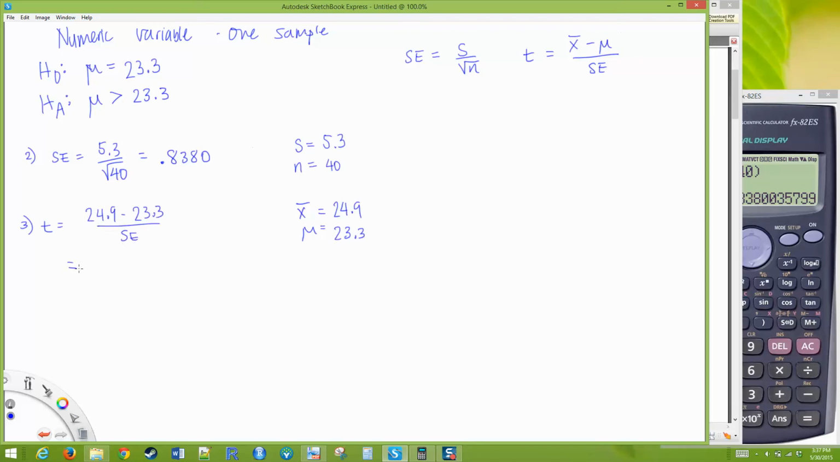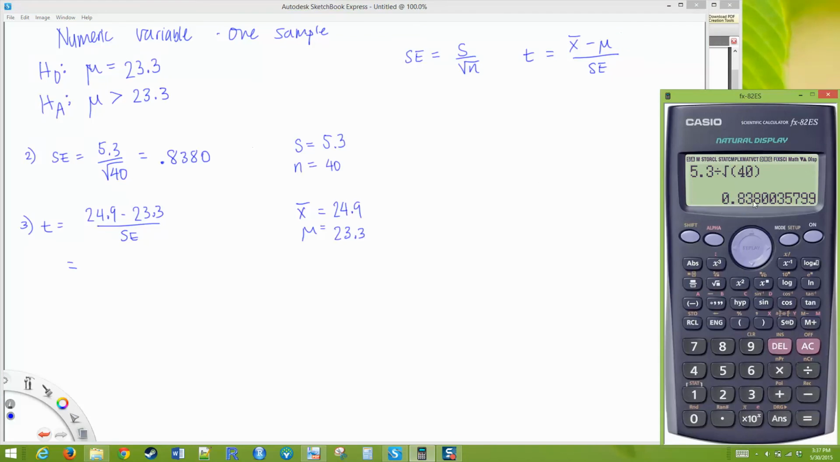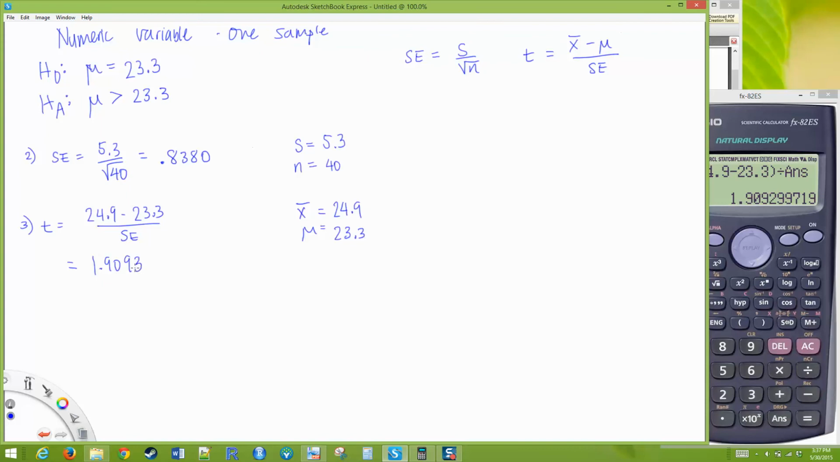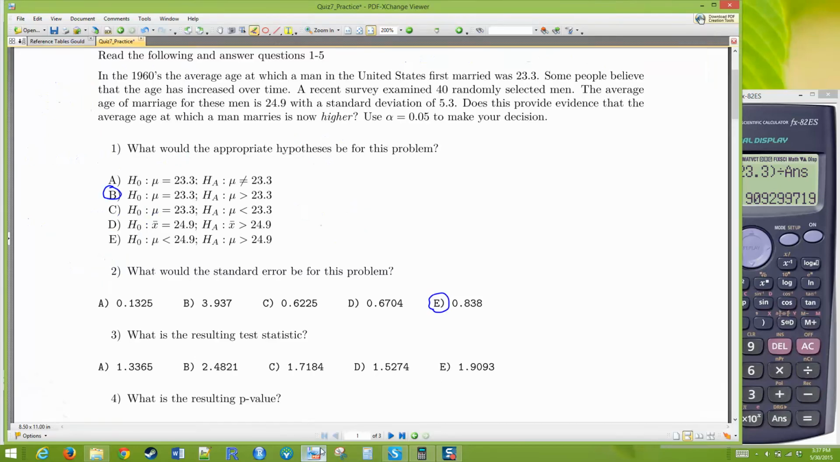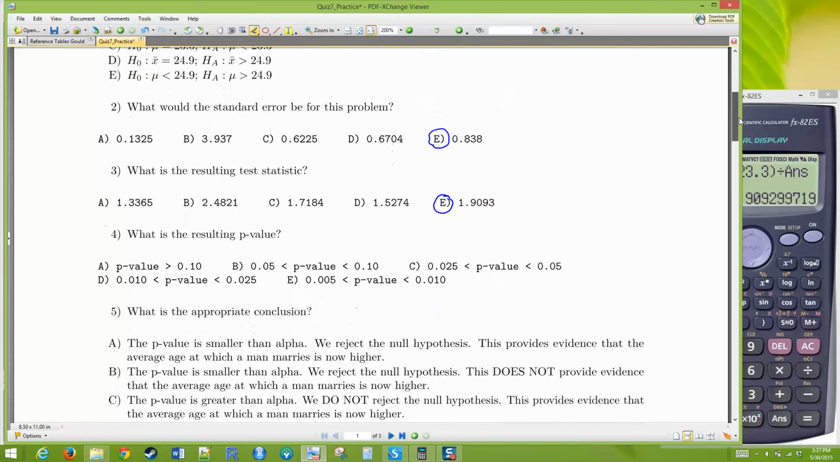So our test statistic is going to be 24.9 minus 23.3, and we're going to divide by our standard error. To punch this into my calculator, I'm going to leave the value that I calculated for the standard error in my calculator, and I'm going to do 24.9 minus 23.3 in parentheses, and then hit the divide sign and hit the answer key, and that's going to plug in 0.838 in the bottom there, and I get 1.9093. Rounding off to a fourth decimal place, I get 1.9093. So let's check our answer choices, and indeed we see that answer choice E is 1.9093.